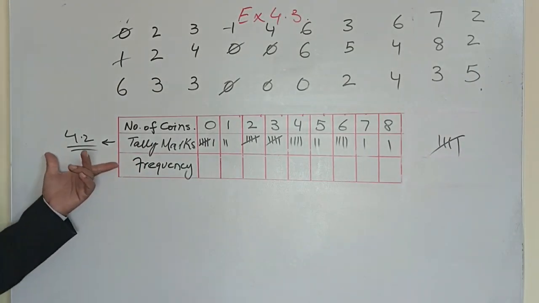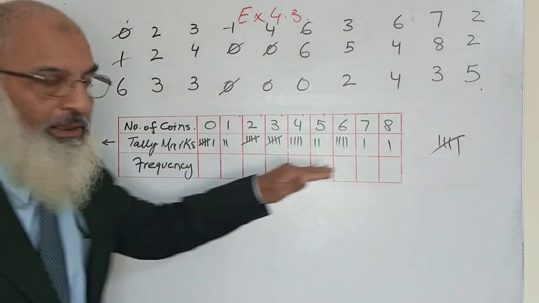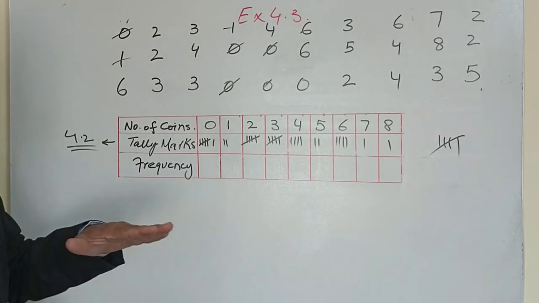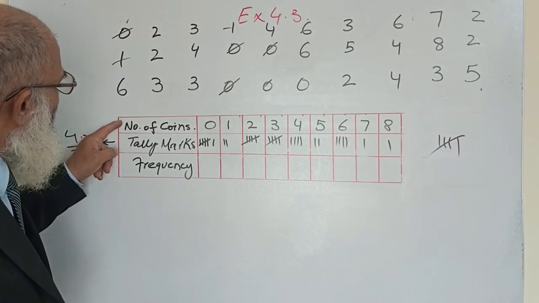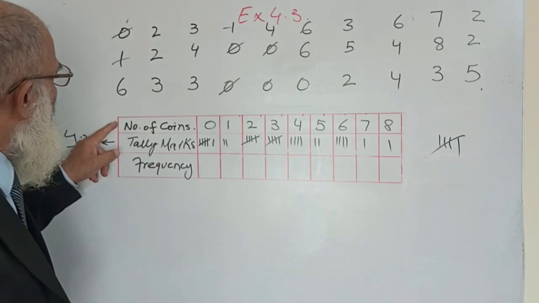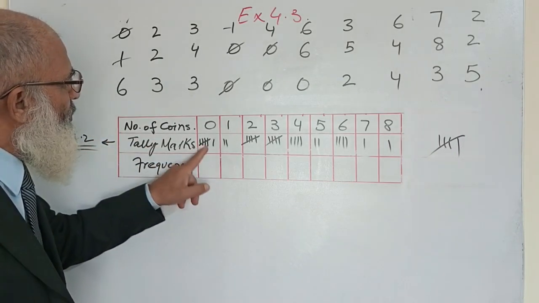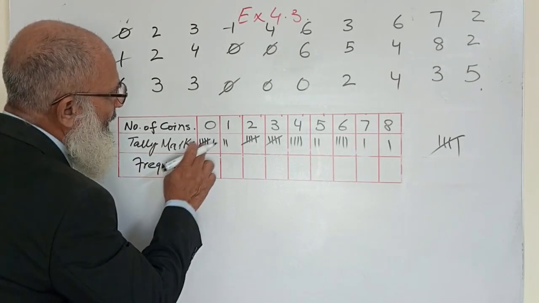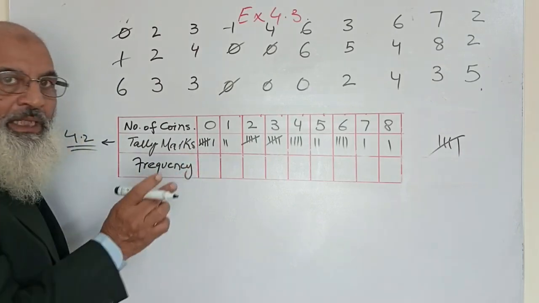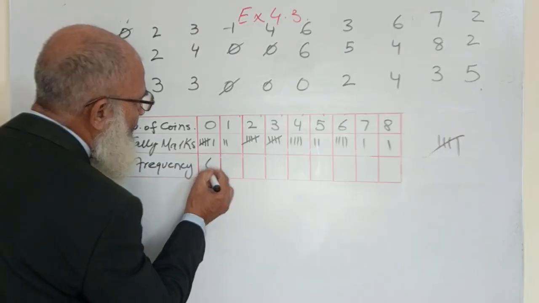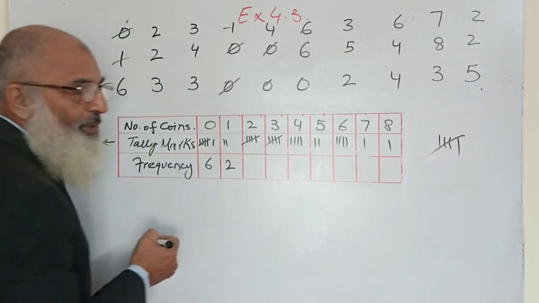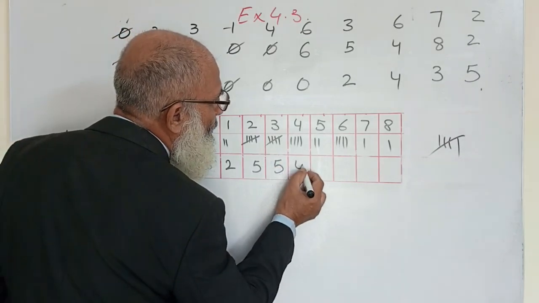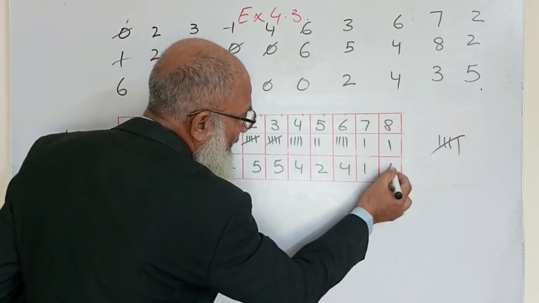Now this refers to exercise 4.3. This does not relate to the exercise. This relates to 4.3. The only two things which are asked and given are number of coins and frequency. Now you can easily write the frequency from these tally marks. When the bundle is complete, it means 5 plus 1, 6. Then if it is not complete, just count them. Now it is again complete, again complete. 4, 2, 4, 1 and 1.